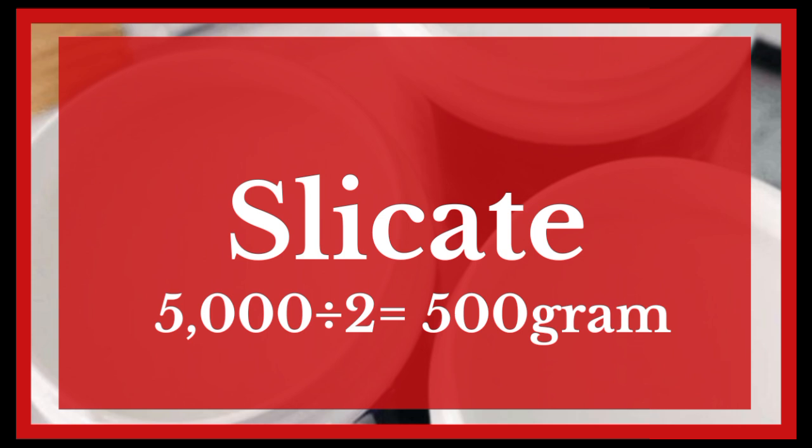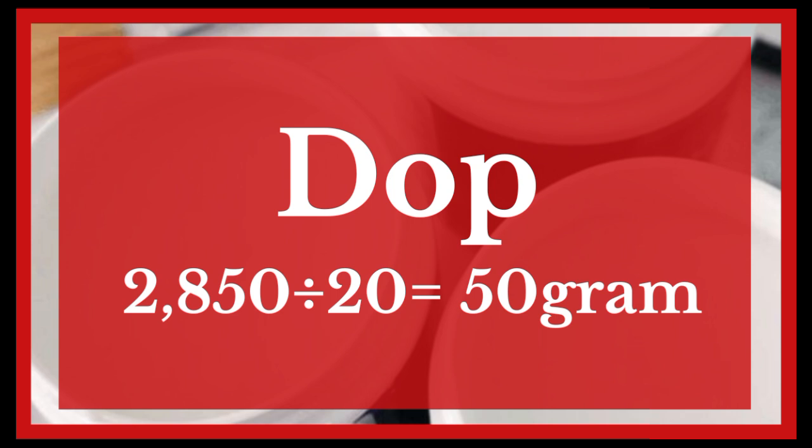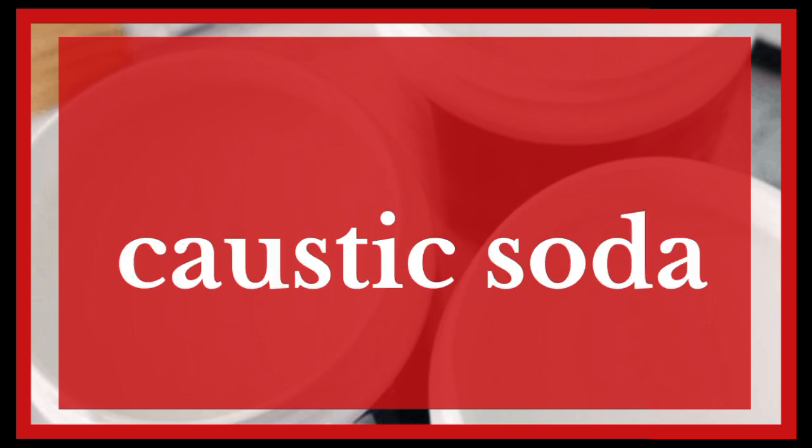And the other chemical is our DOP, which is 2,850 naira, and we need 50 grams. So 2,850 naira divided by 20 is going to give us 143 naira. Then we move over to our caustic soda solution.